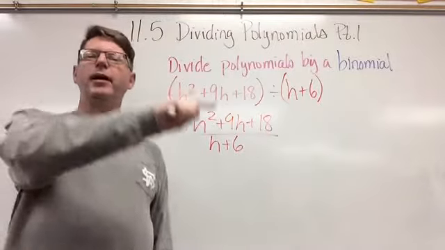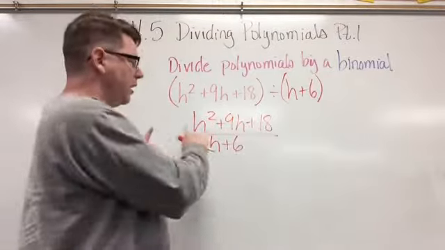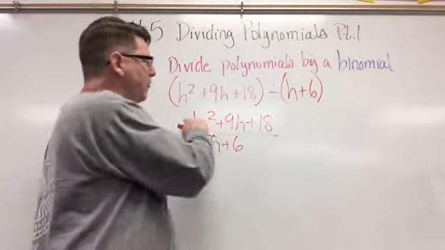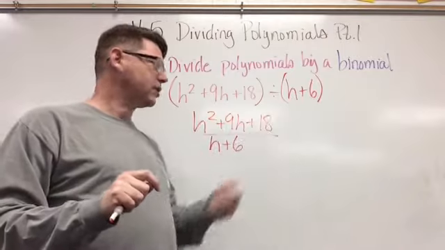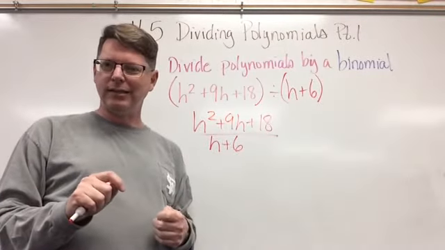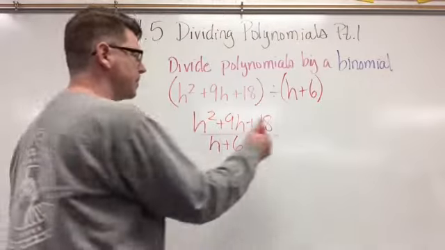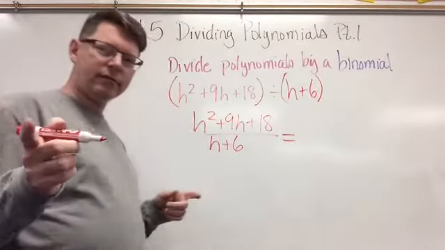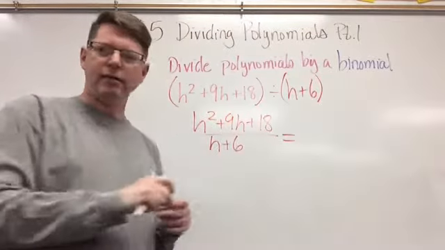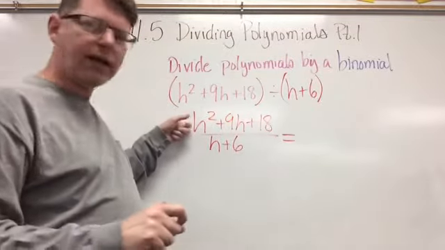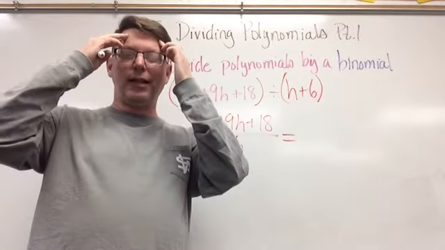And now we're going to go back to several chapters ago, actually just one, and we are going to factor h squared plus 9h plus 18 into two binomials. And remember to do that, we always find two factors of 18 that add up to 9, since a is 1. So think in your head, two factors of 18 that add up to 9.